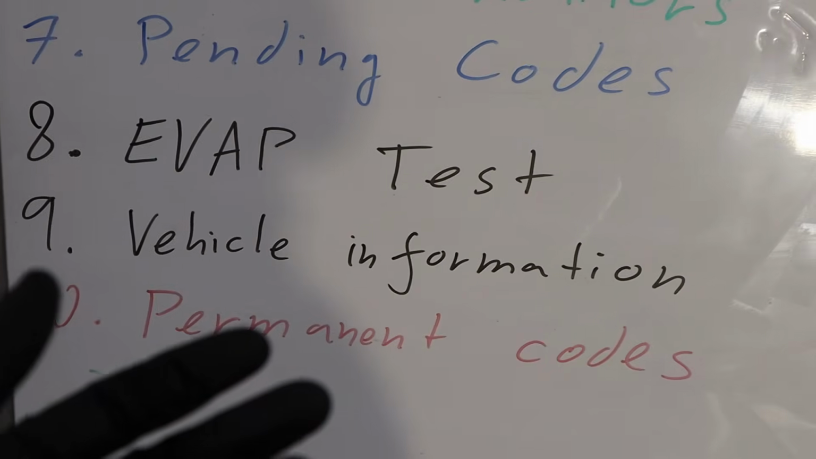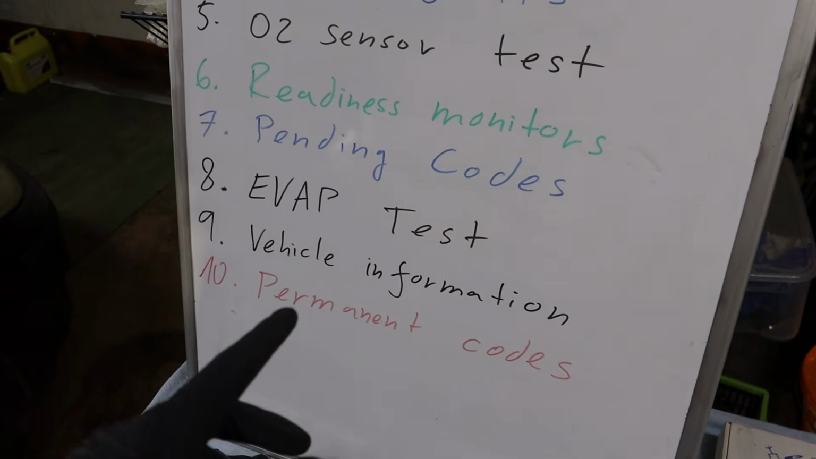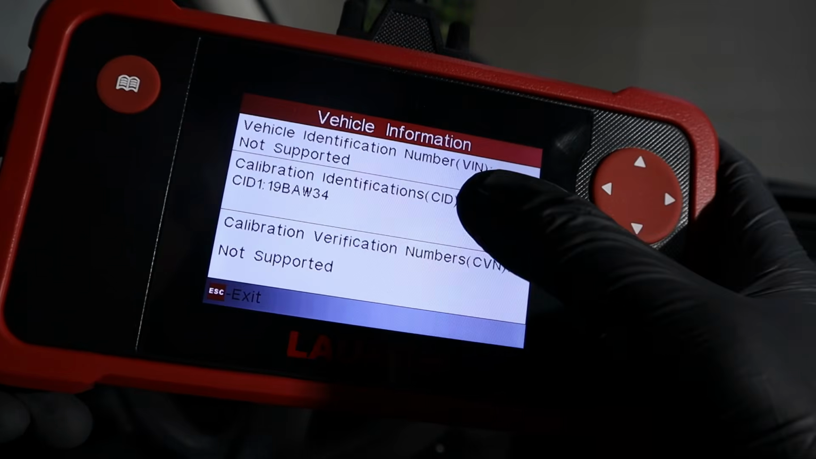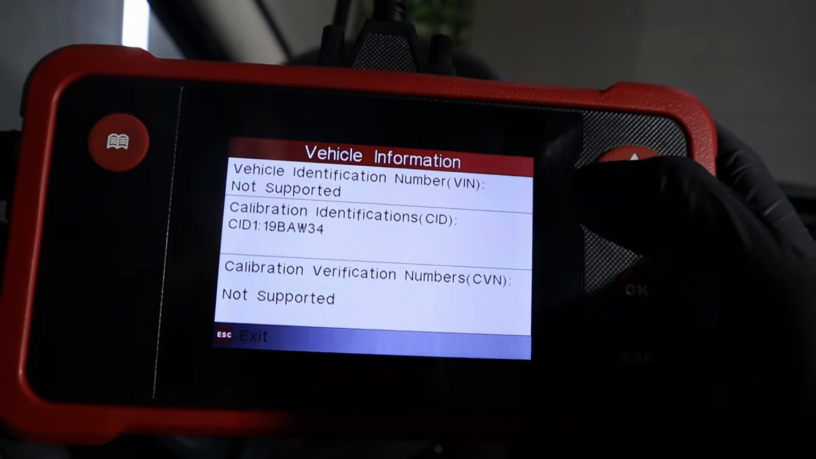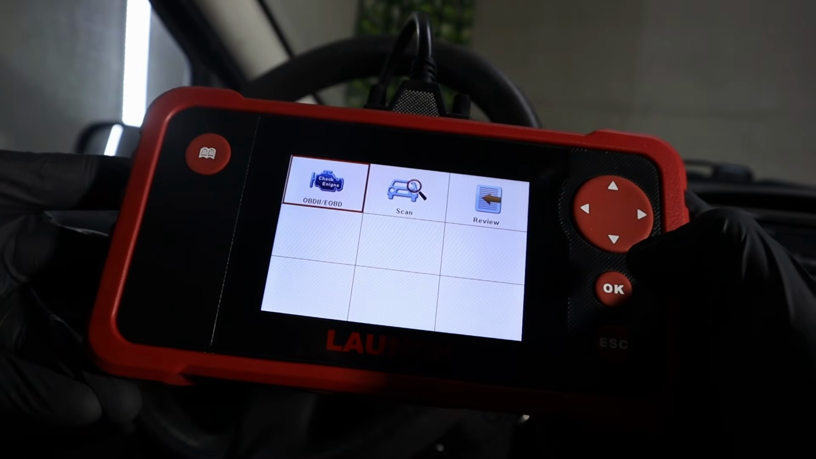And then last we have vehicle information. This will give you the VIN number and a bunch of other information about your engine control module. For most cars, it is able to read the VIN number. For the Punto it is not working, not sure why. And yes, that is your basic OBD modes.